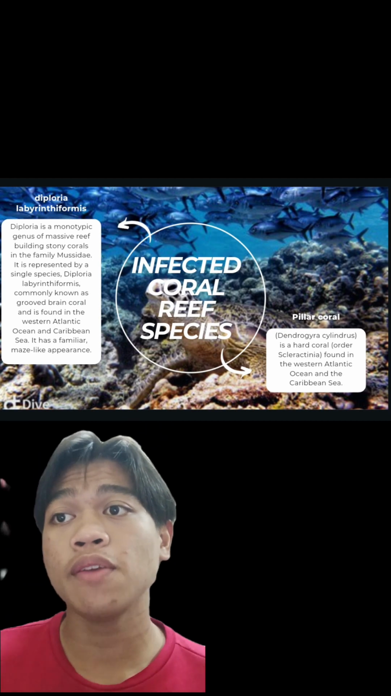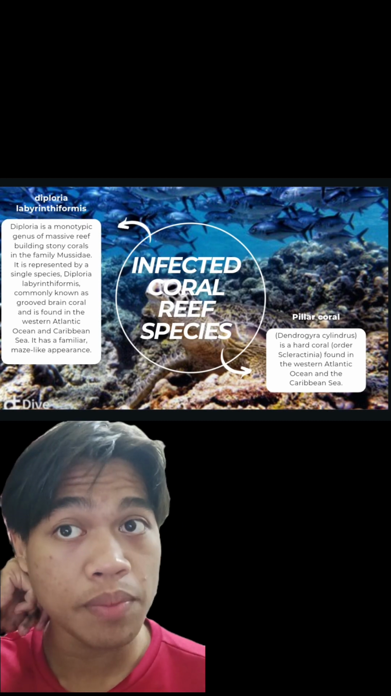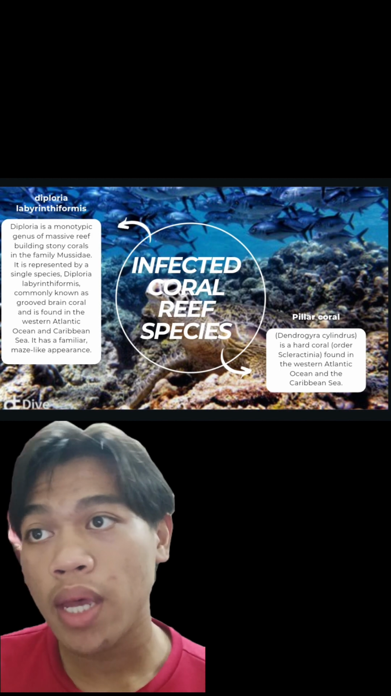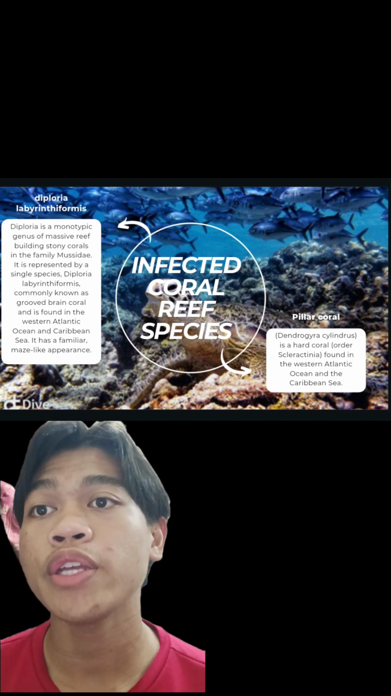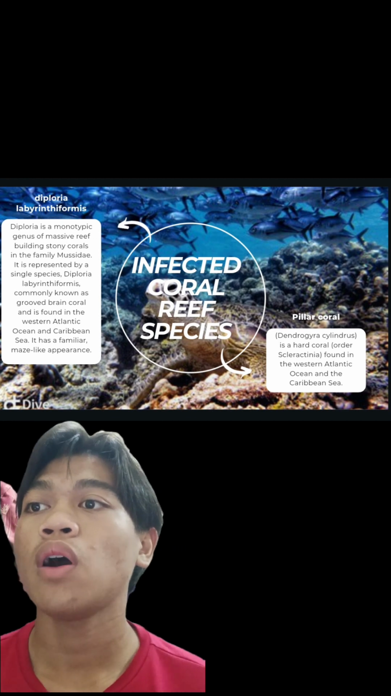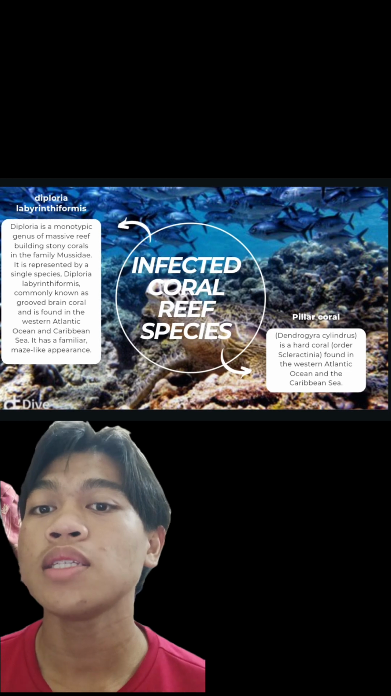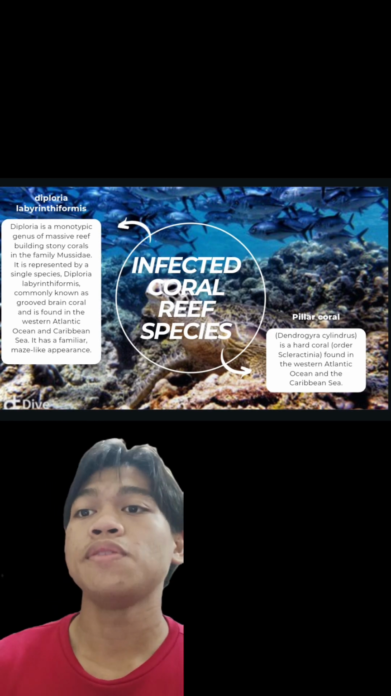Coral reefs are massive structures made of limestone deposited by coral polyps, often referred to as the rainforest of the sea. Coral reefs support approximately 25% of all known marine species. After that, affected coral reef species.